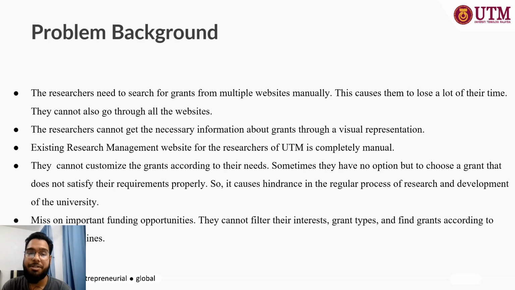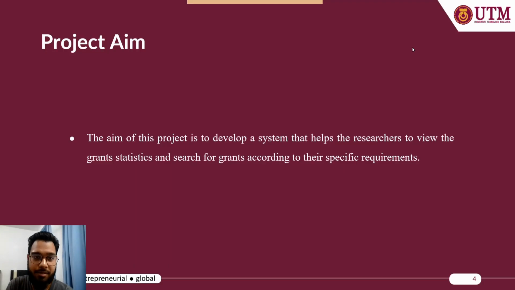I mean, there may be some websites which provide grants only about a specific topic, or only from specific organizations and countries as well. In this way, the lecturers and researchers miss important funding opportunities. They cannot filter by their interests and grant types, or find grants according to suitable deadlines. And also there is no website which can show a visual representation of the different grants.